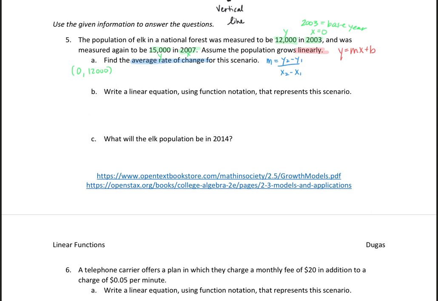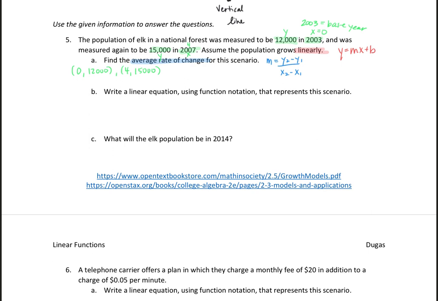In 2007, how many years have passed since your base year? You started in 2003, so from 2003 to 2007, 4 years have passed. You can simply just subtract. 2007 minus 2003 is 4. So your second ordered pair is going to be 4, 15,000. So that says after 4 years, you will have 15,000 elk. So there are your two ordered pairs.